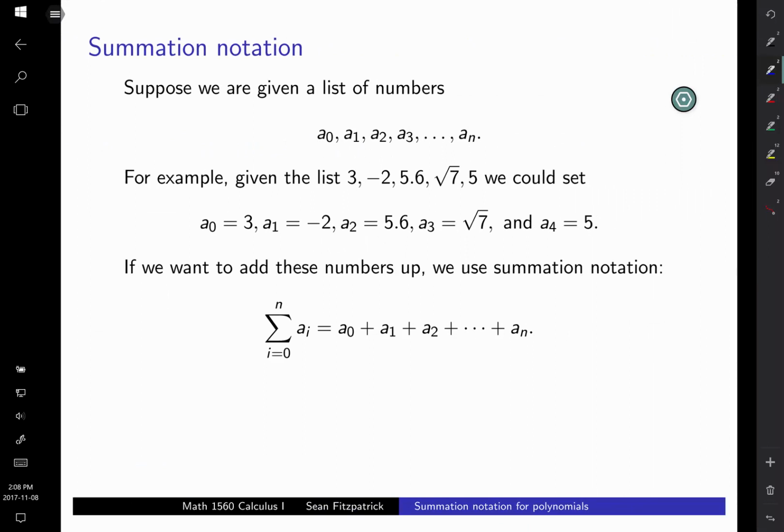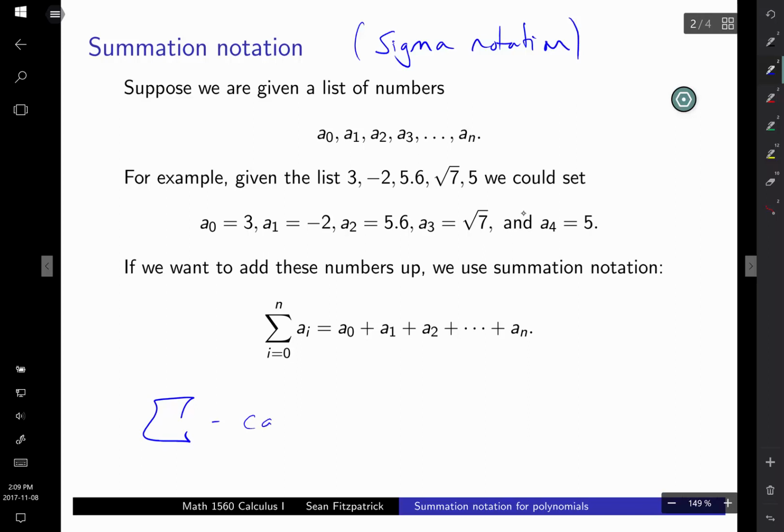So summation notation gives us a way of writing down a sum of numbers in a compact form. This is also known as sigma notation, because the notation for a sum is this big sigma. This guy here is a capital sigma, one of the Greek letters. So this sigma notation just gives you a way of writing down a sum of numbers.